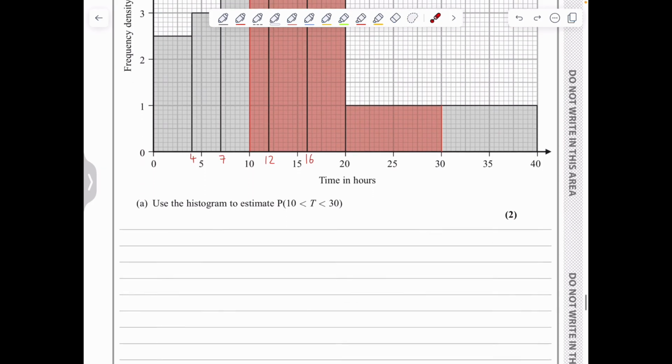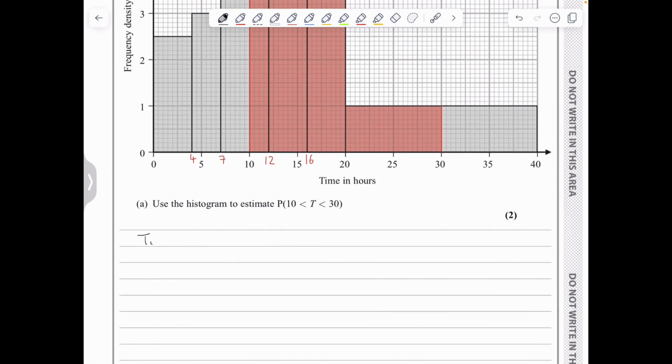I will start by determining the total area, which is simply the sum of the areas of the bars. So this is 4 times 2.5, that's the first bar, plus 3 times 3, the second bar, plus 5 times 4.2, and then we've got 4 times 4, and then we've got 4 times 3.5, and the last bar has a width of 20 and a height of 1, so that's 20 times 1, which gives an answer of 90, which matches exactly the sample size.